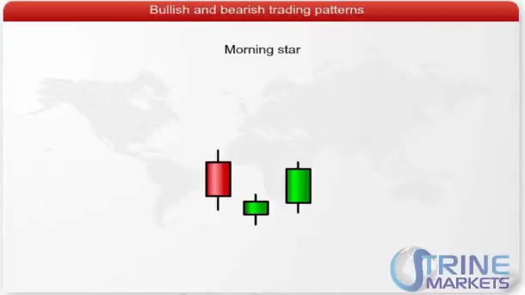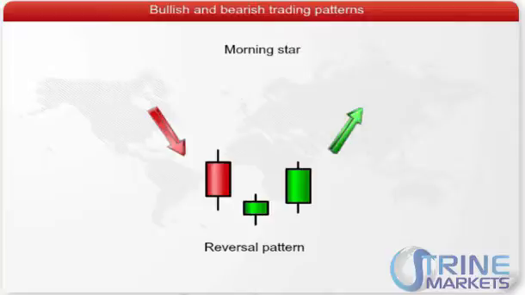Morning Star. A 3-candlestick reversal pattern, indicating only a bullish outlook. The first candlestick is red and confirms the general trend. The second candlestick is green and shorter than average, with a closing price that is near or lower than the closing price of the first candlestick. The third candlestick is green, with a closing price that is higher than the middle of the first candlestick.